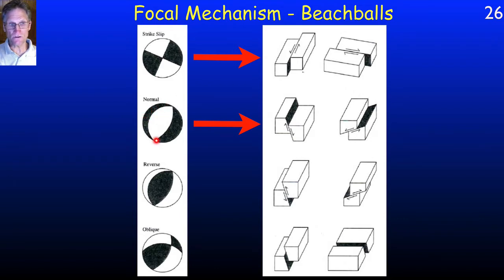Once again, either one of these nodal planes, which separate the quadrants of compression from dilatation, can be the fault zone. The only way we can tell the difference is by, once again, going out into the field and examining the distribution of aftershocks to get the orientation of the fault zone.